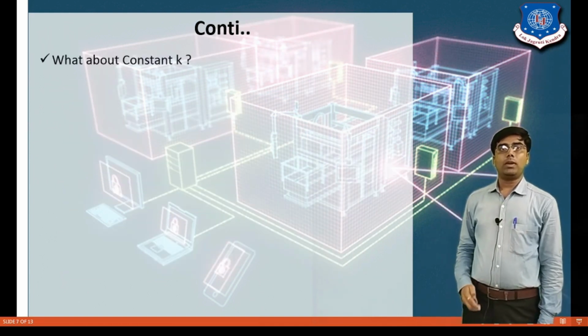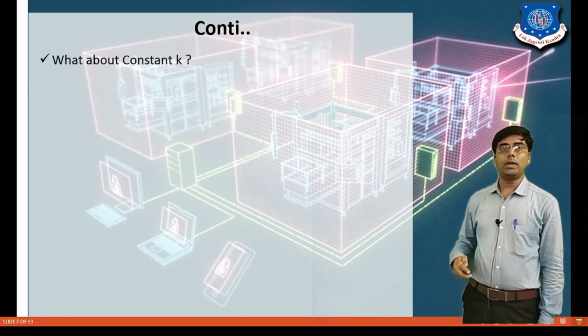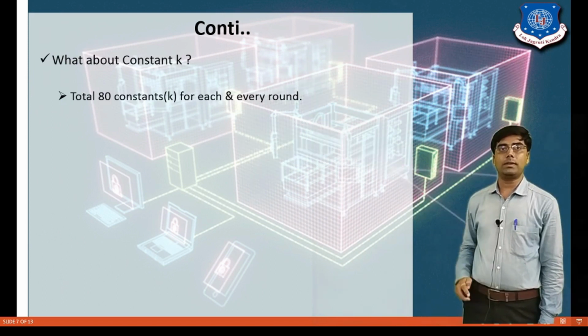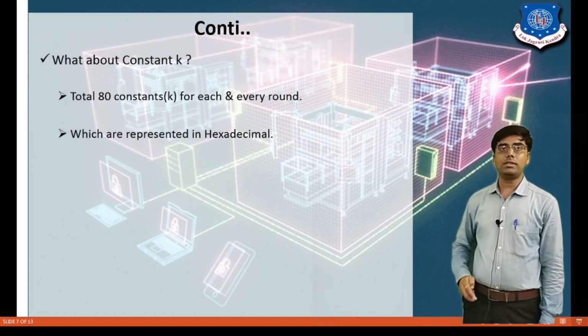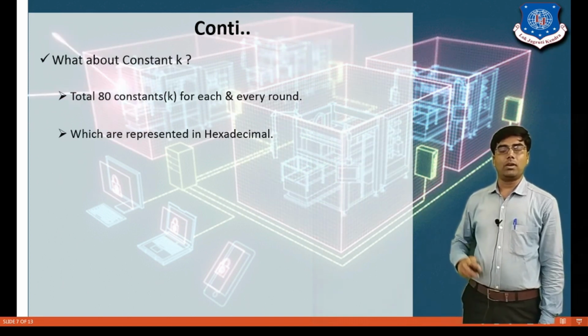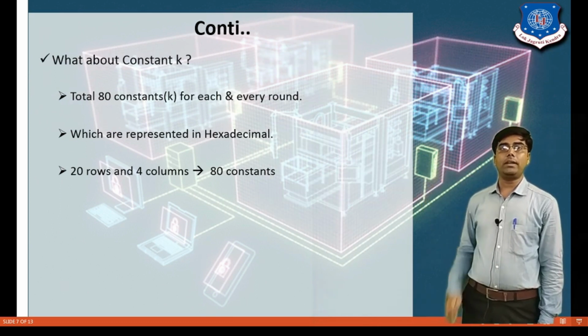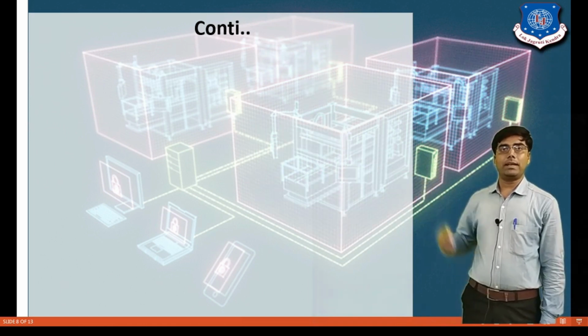The next is, what about the constants? Because we use a constant in each and every round, we have to input the constant also, and the constant is represented by K. There are a total of 80 constants for the 80 rounds, and each round uses one constant. All the constants are represented as hexadecimal numbers. Here you have to consider 20 rows and 4 columns, so the total is 80 constants. The constants are filled with random numbers, similar to an initialization vector.